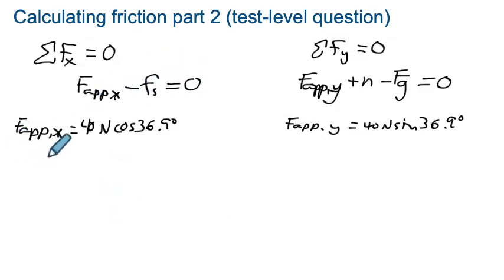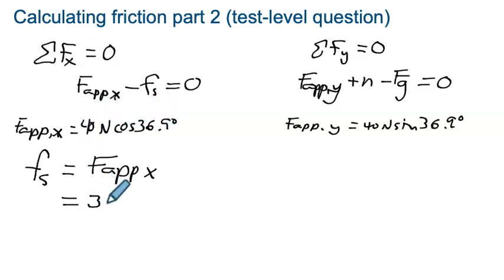So Fs in here, we know will simply be equal to the x component of the applied force. So we can plug the values in here. Cosine of 36.9, that's about 0.8. So times 40 newtons will give us about 32 newtons. So we have our answer to part B, actually.